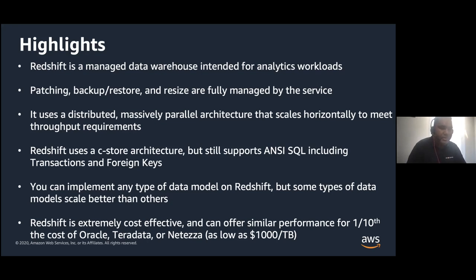And Redshift is extremely cost-effective and can offer similar performance for 1/10 of the cost versus Oracle and some of the competitors as well. So those are the highlights.